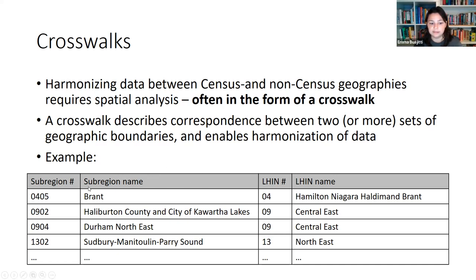So this is an example of what that might look like, obviously a trivial example. This is a list of LIN subregions in Ontario, and how they map to the LINs in Ontario. So Brant belongs to Hamilton, Niagara, Haldimand, Brant, and so on. This obviously doesn't list all of the subregions, but you could imagine a file of this format could be used to take data that's captured at a subregion level and enable you to aggregate it to the LIN level, if that is the unit level at which you're interested in representing or analyzing those data.